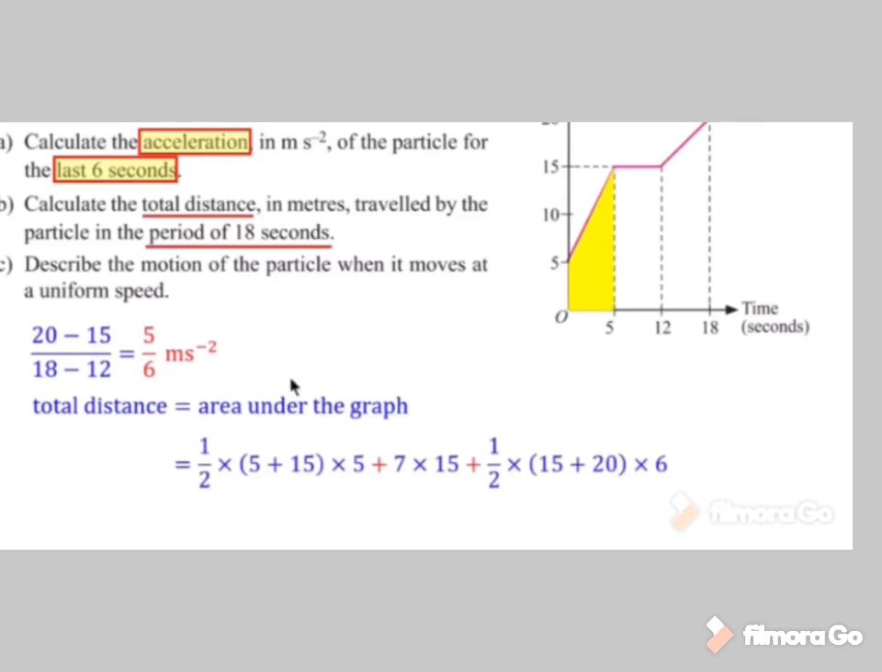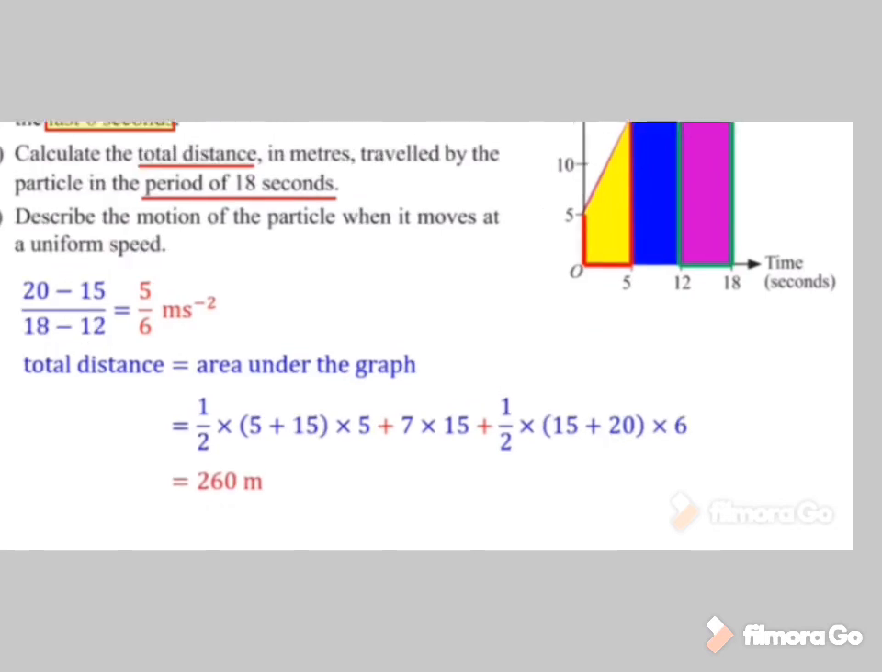For the period of 18 seconds, we need to find the total area under the line. We have a trapezium in yellow. The area of the trapezium is 1/2 times (10 plus 15) times 5. Then we find the area of the rectangle, 15 times 7. Then the area of the trapezium in purple is 1/2 times (15 plus 20) times the height, which is 18 minus 12, 6. So the total is 260 meters.